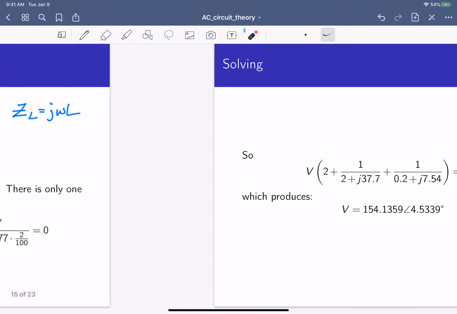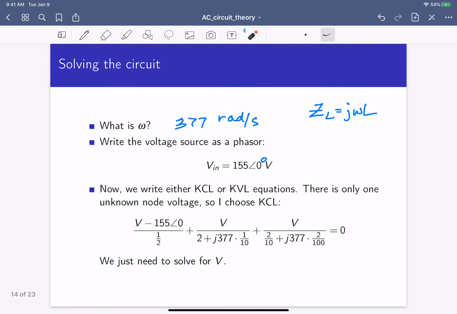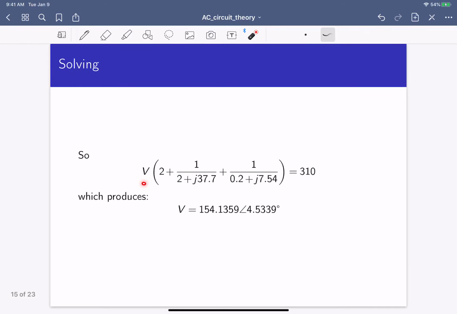Now, let's go back and look at that again. Notice each of these terms has a V in it. This is a very simple problem, so we're just going to factor out that V and solve. When we do that, we end up with V times this number is equal to 310. Just plug all these things into your calculator or MATLAB or whatever you're using to do your computations and solve.